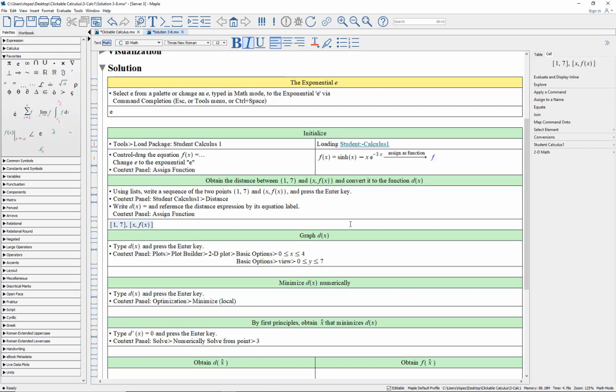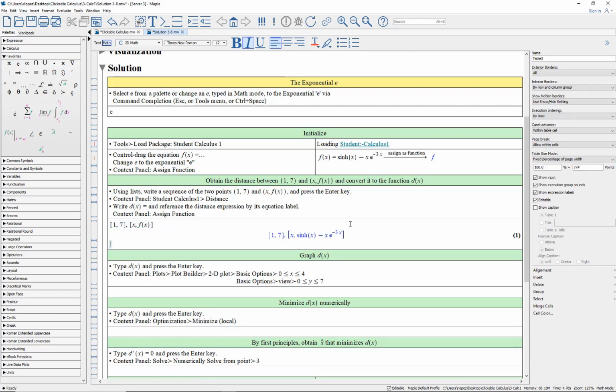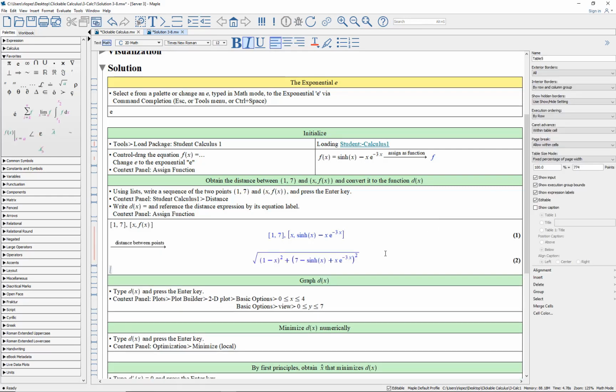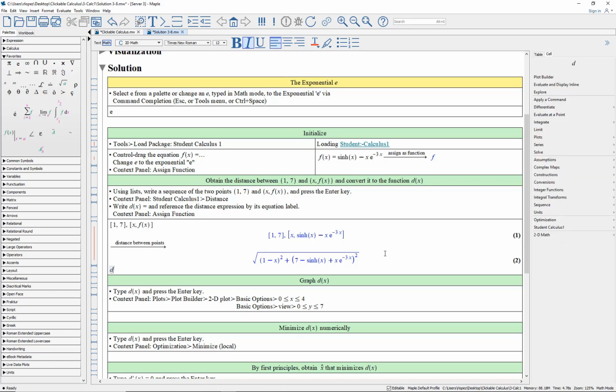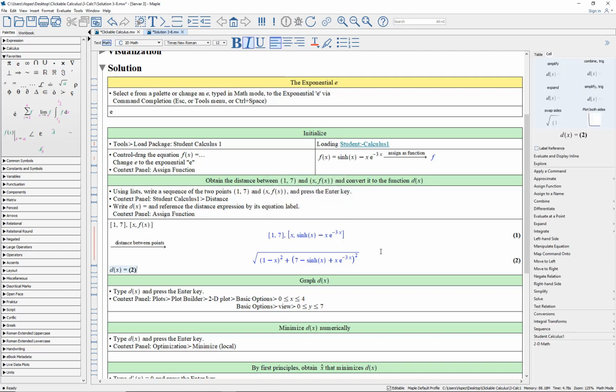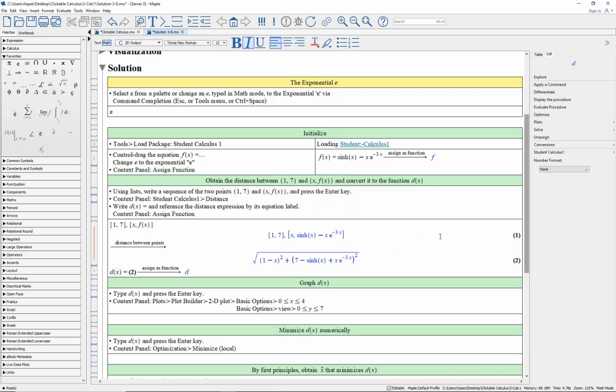So, what is the distance between these 2 points? Well, if we go to Student Calculus 1, the only thing that Maple sees that makes sense here is to get the distance between them. And I want to make that expression, which I'm going to minimize, into the function d of x. And I want to reference this. I don't want to retype it. Use Control L2. Now I can do assign function, and I have this function d of x.